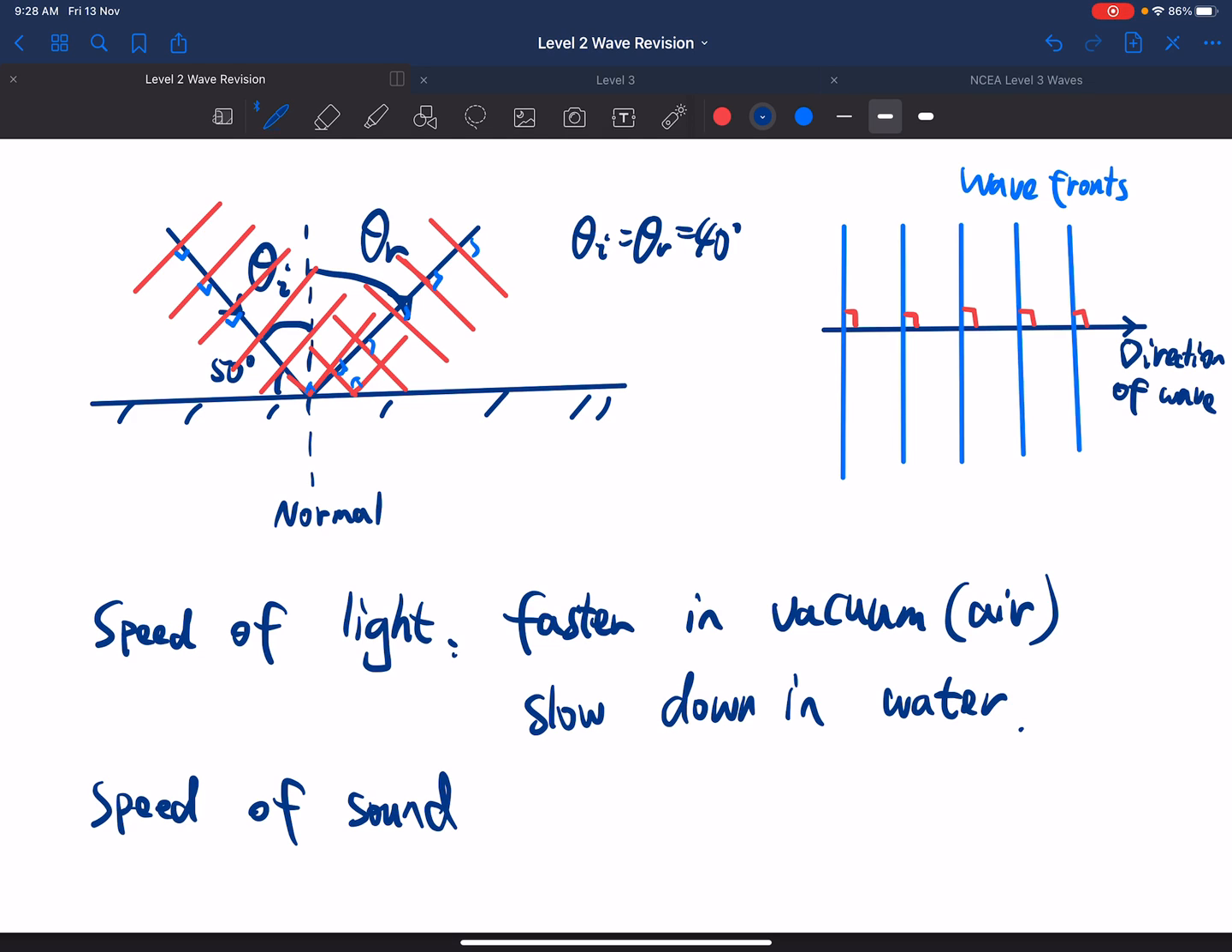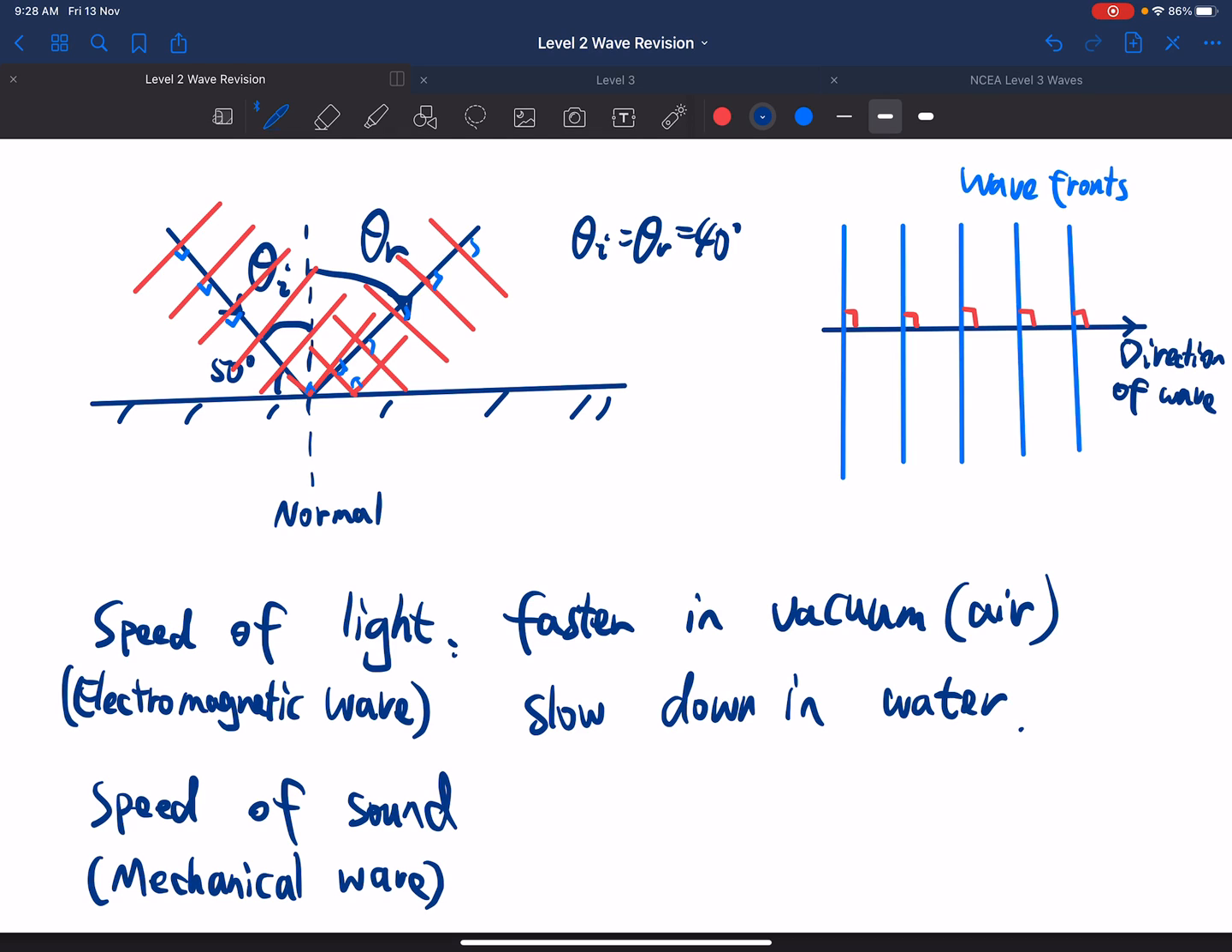Okay, I'm going to use water as an example. Why is that? Because light, we call it an electromagnetic wave, and these waves do not need a medium to travel. In fact, if you have a medium, it will start interacting with the medium and actually slow you down. Whereas a sound wave is what we call a mechanical wave.